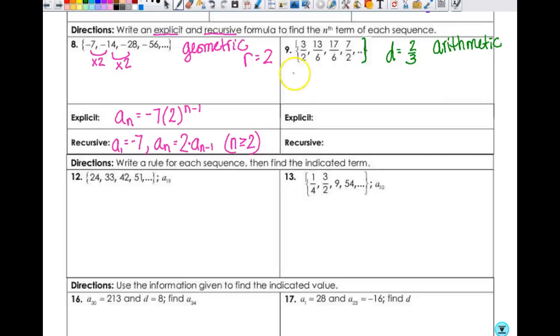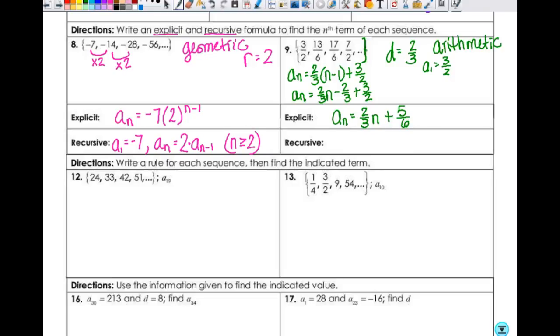So for arithmetic, AN is equal to the difference, which is 2/3, times n minus 1 plus A1, which is 3/2. Then we clean that up a little bit. When I distribute, I get AN is equal to 2/3 n minus 2/3 plus 3/2. Once you get common denominators, you're going to get AN is equal to 2/3 n plus 5/6. So I could find A sub 50 right here. Substitute in 50, boom, there's my answer. I don't have to know the term before it.